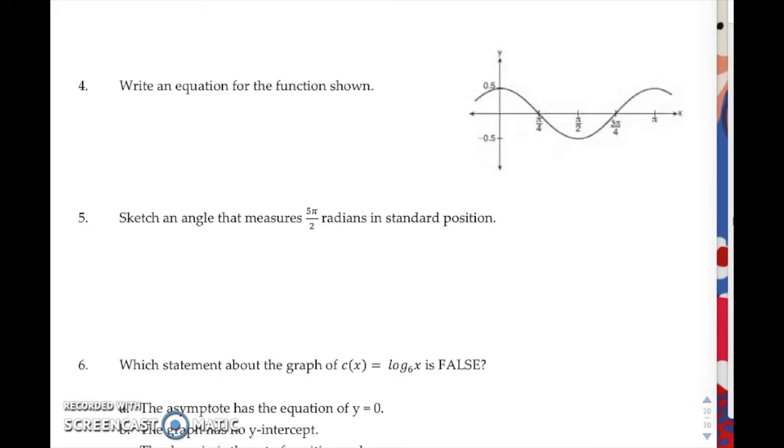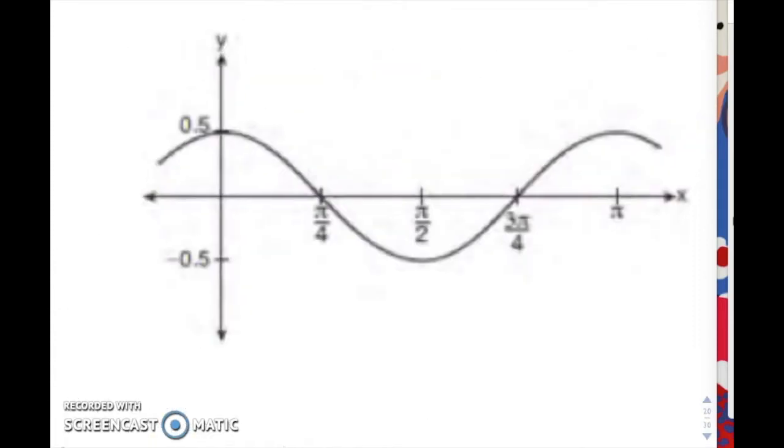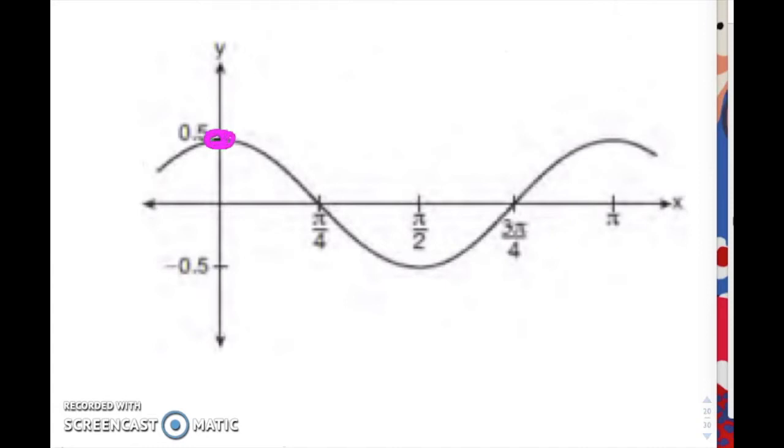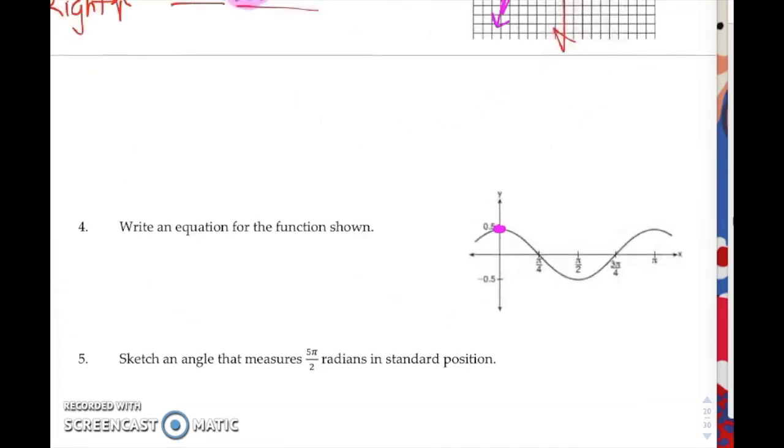Well, I know that this is a trig graph, right? And so let's start with, well, is it sine or is it cosine? So looking at this, I see that its y-intercept is at its maximum. And to me, that means it is cosine. So y equals blank cos blank x plus blank.